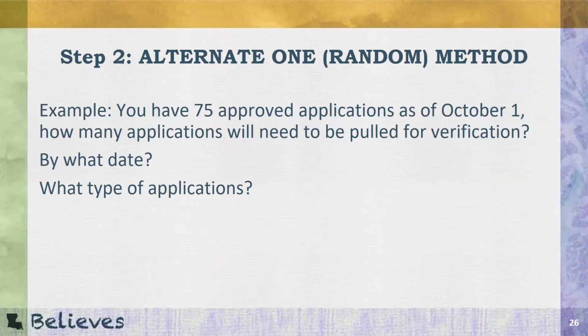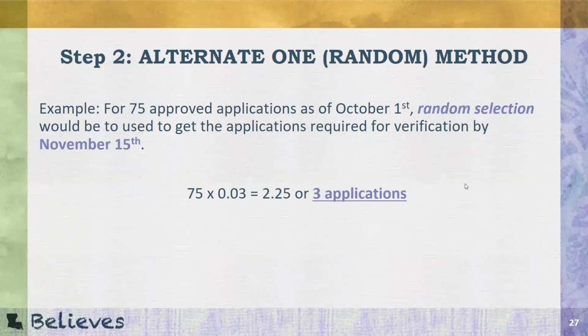An example using the alternate 1 or random method is you have 75 approved applications as of October 1st. How many applications will need to be pulled for verification? By what date will you need to pull and verify all applications? And what type of applications will you need to pull?